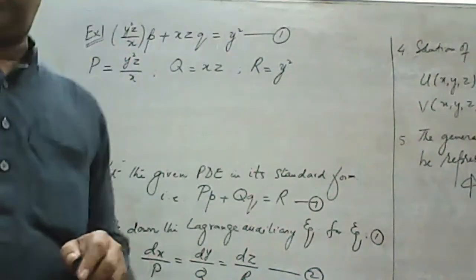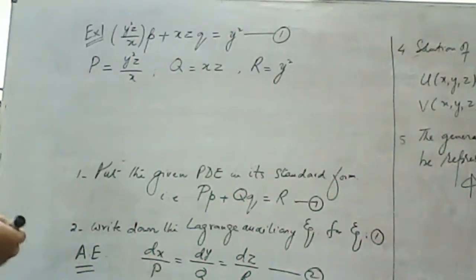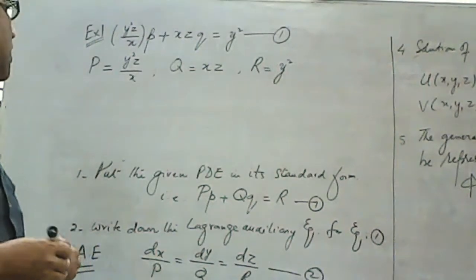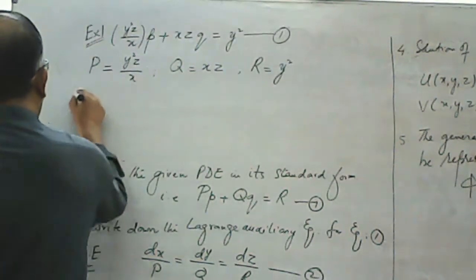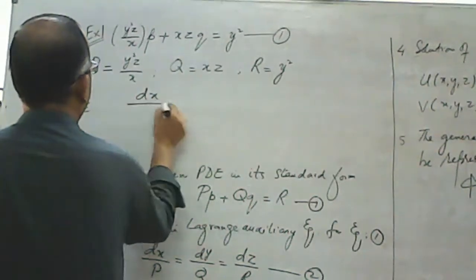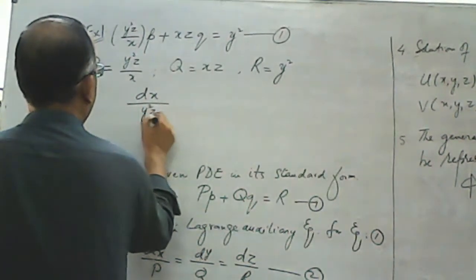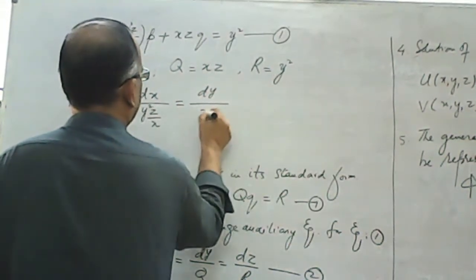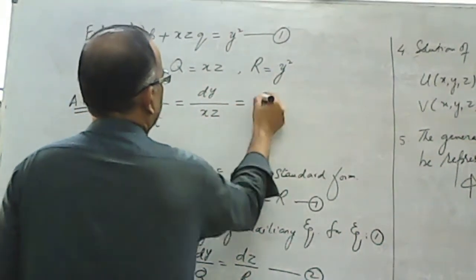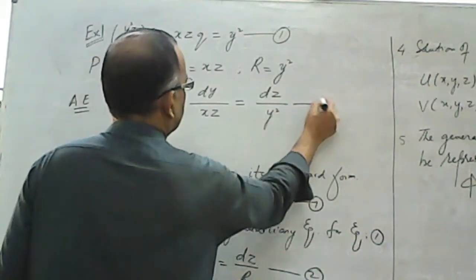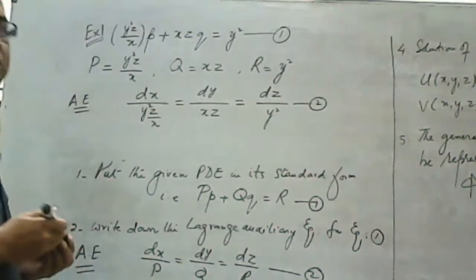So now the time for step number 2. Write down the auxiliary equation, that is Lagrange auxiliary equation. So now I will write the auxiliary equation, means dx over P, P is y square z over x, equal to dy over Q, means xz, equal to dz over R, means y square, and this becomes equation number 2.